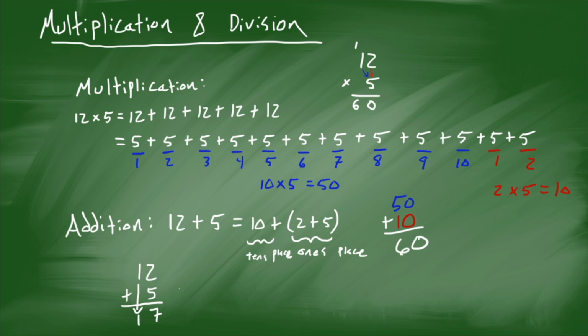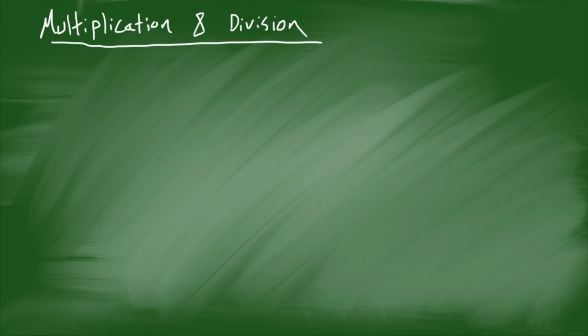Whereas if you had 12 plus 5, that is 10 plus 2 plus 5. The tens place and the ones place. You can see then that the 5 only interacts with the 2 in the ones place and has no interaction with the 10. Let's do some examples.